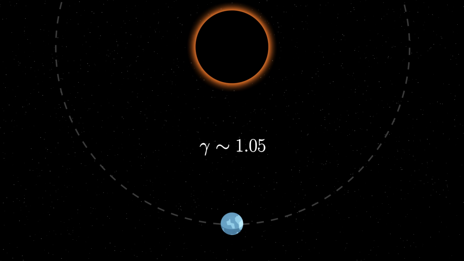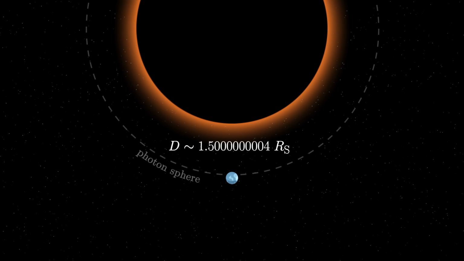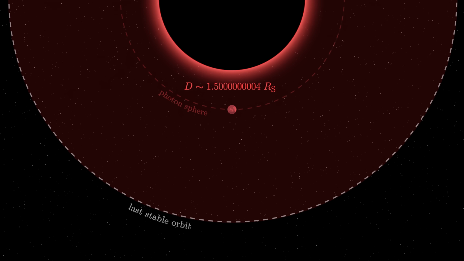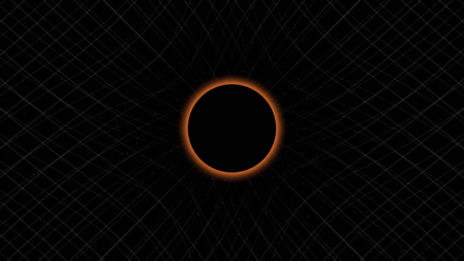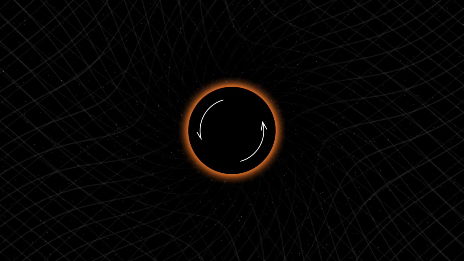There is an incoherence. To obtain a factor of 60,000, the planet would have to orbit just above the photon sphere, where light itself can remain in orbit. An absurd result, because any orbit so close is inevitably unstable. But this calculation is only valid for a static black hole. General relativity allows black holes to rotate.